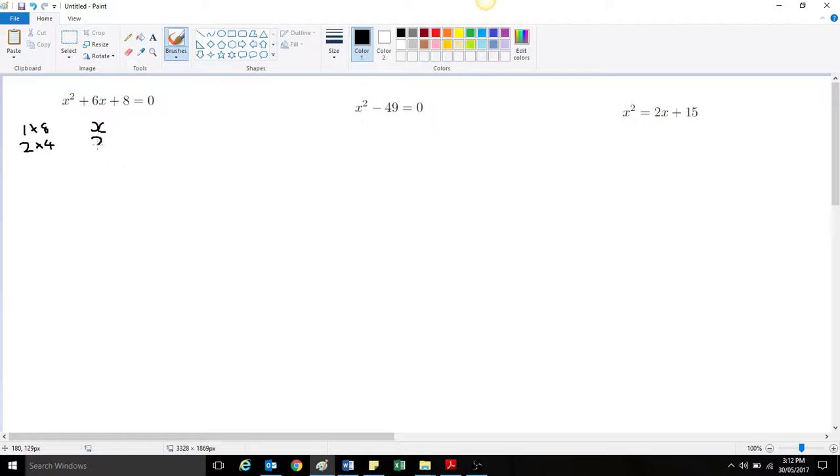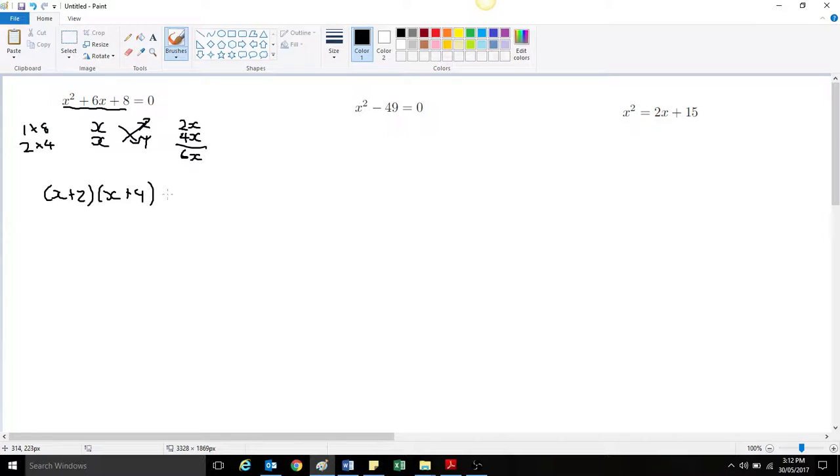So we use the cross product method. X and X, 2 and 4. And when we cross multiply, we're going to have 2x plus 4x. It gives you 6x. Okay, so this is our solution. So what that means is we can rewrite this as x plus 2 times x plus 4.